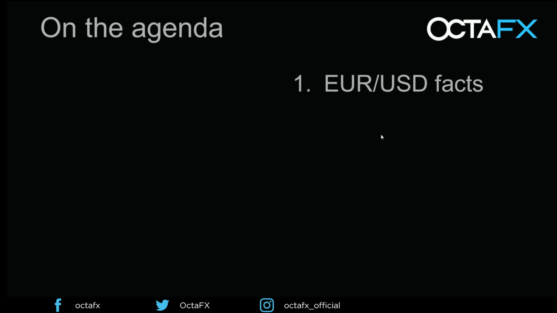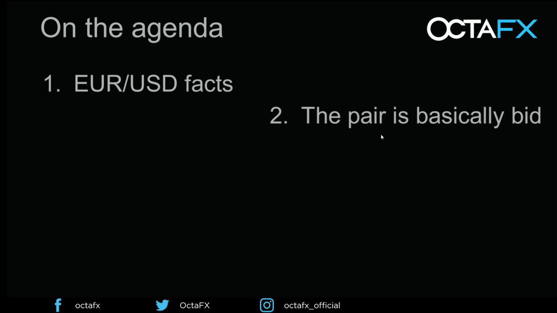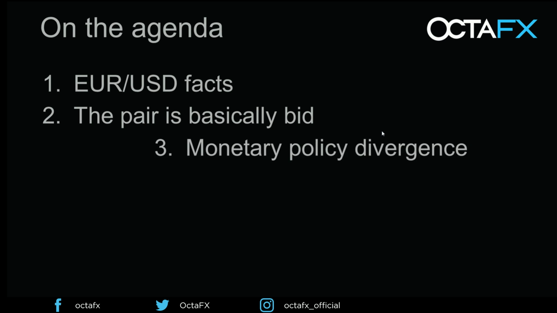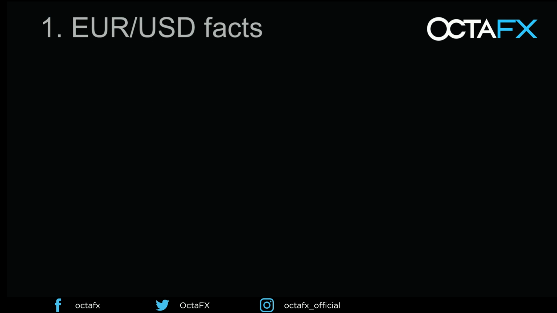So today on the agenda, a few facts about Euro-Dollar, what makes it special, what makes it important. Then the basics of the basics, why the pair is basically bid, okay? Third thing is why, despite being naturally bid, it moves not only on the natural forces but also on speculation, and we'll discuss the main force, monetary policy divergence, talking about common themes, and why it's complicated, why things make it sometimes a bit more complicated. We'll also touch on technical stuff here, but most of it is fundamental analysis.